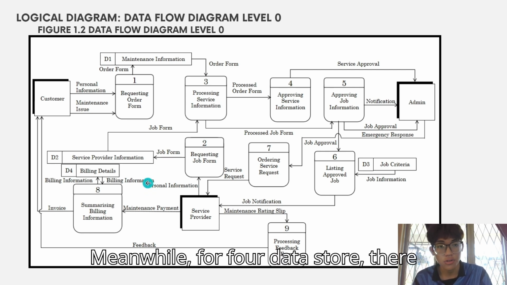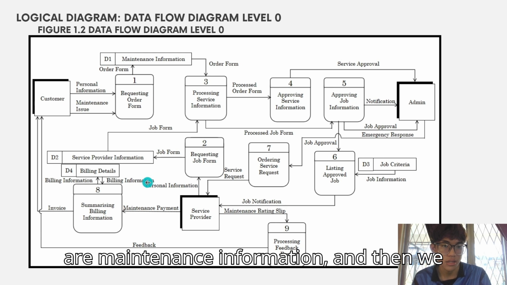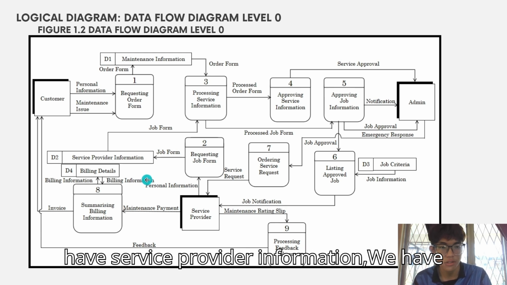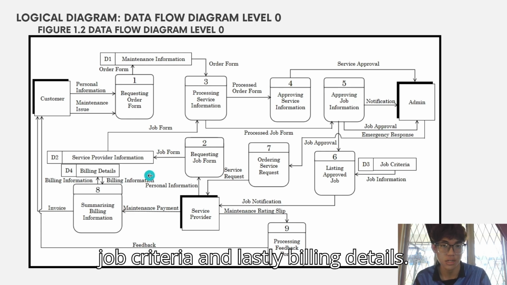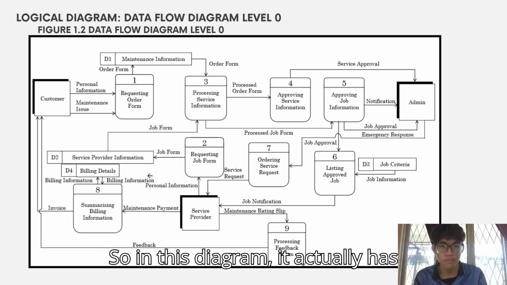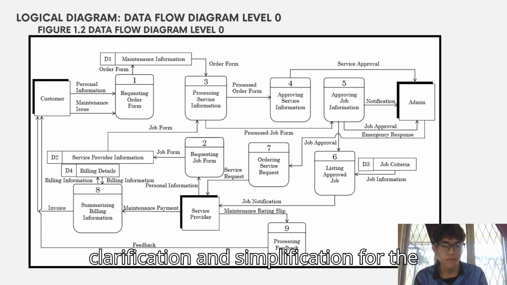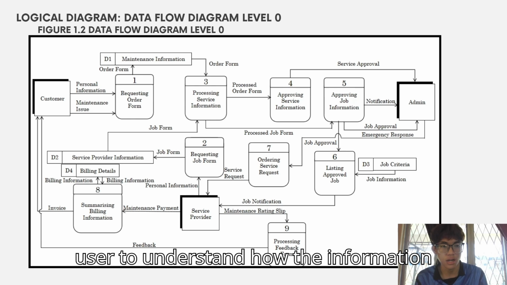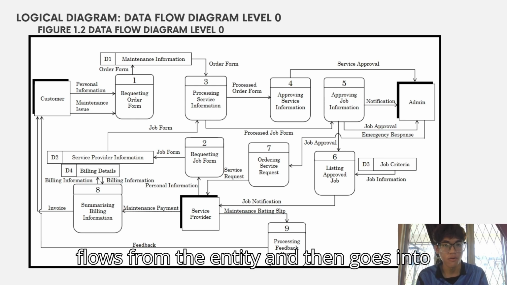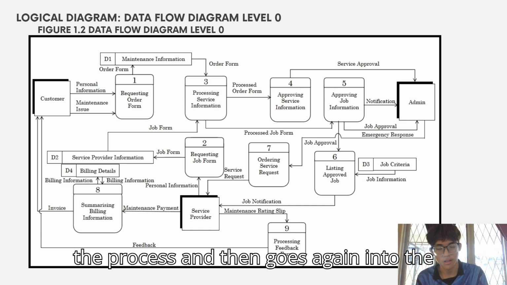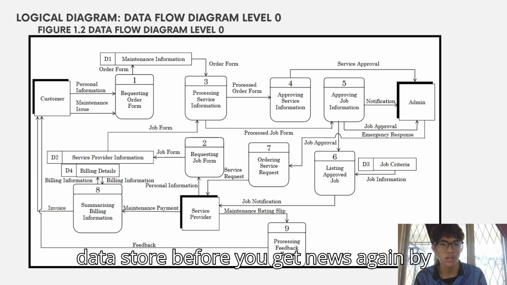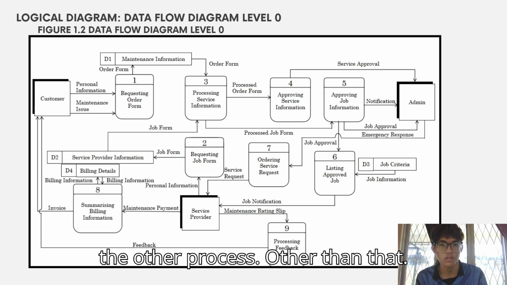Meanwhile, for the 4 data stores, there are maintenance information, service provider information, job criteria, and lastly billing details. This diagram gives clarification and simplification for the user to understand how the information flows from the entity, goes into the process, and then into the data store before it gets used again by another process.